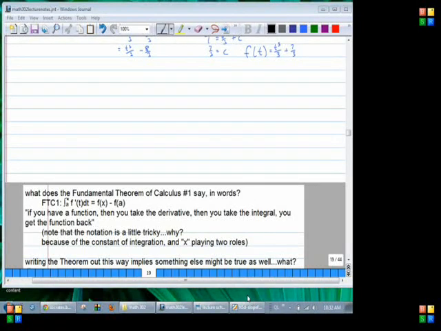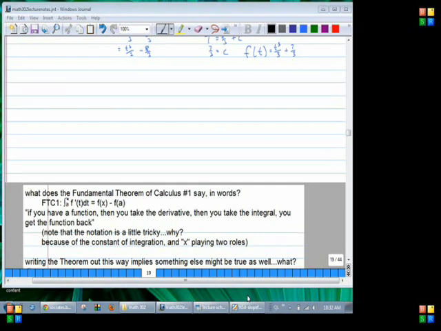So the first thing I want to do today is keep talking about the fundamental theorem of calculus. What was the fundamental theorem of calculus that we saw so far? It was this thing, which says that if you take the integral from a to x of f prime, then what you wind up with essentially is your function back.